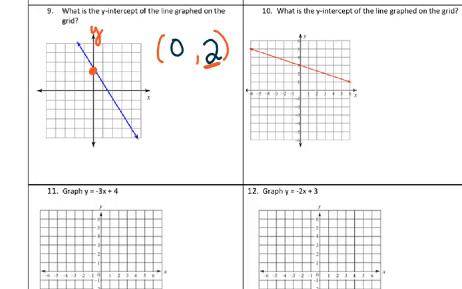Number 10 is correct. So in number 10, what is the y-intercept of that graph? Be very careful that you put it in the y spot of the ordered pair. Y-intercept sits in the y spot of the ordered pair.